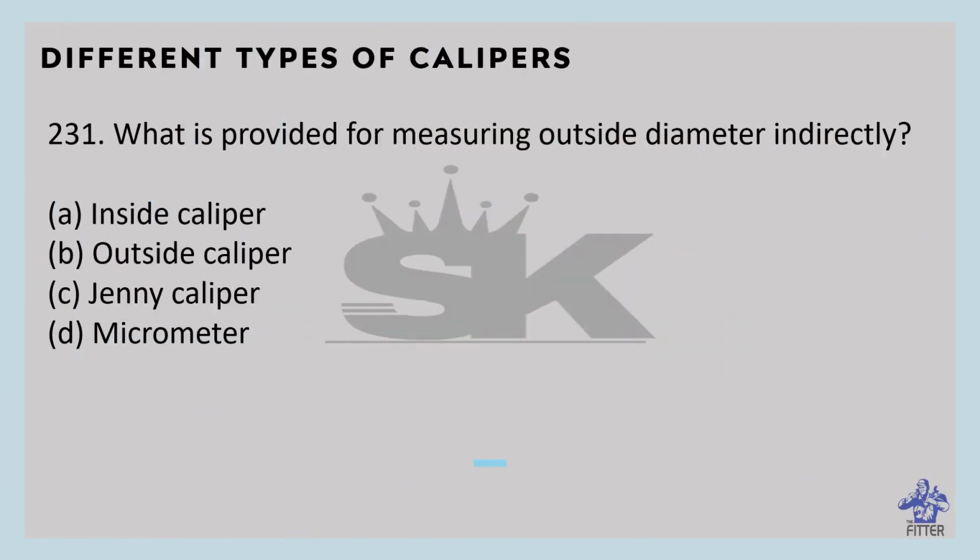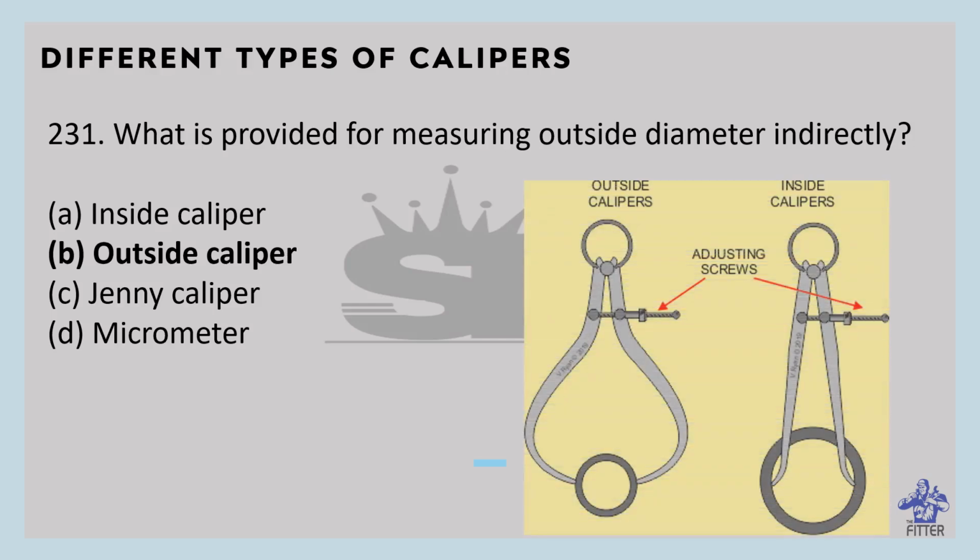What is provided for measuring outside diameter indirectly? That is outside caliper. You can see here in the image, it is the best example of how outside calipers and inside calipers are used. Let's take one ring. The ring's outer diameter can be measured by using an outside caliper. It measures the outside diameter of the ring. The inside diameter can be measured by an inside caliper. You can see here these are the adjusting screws.